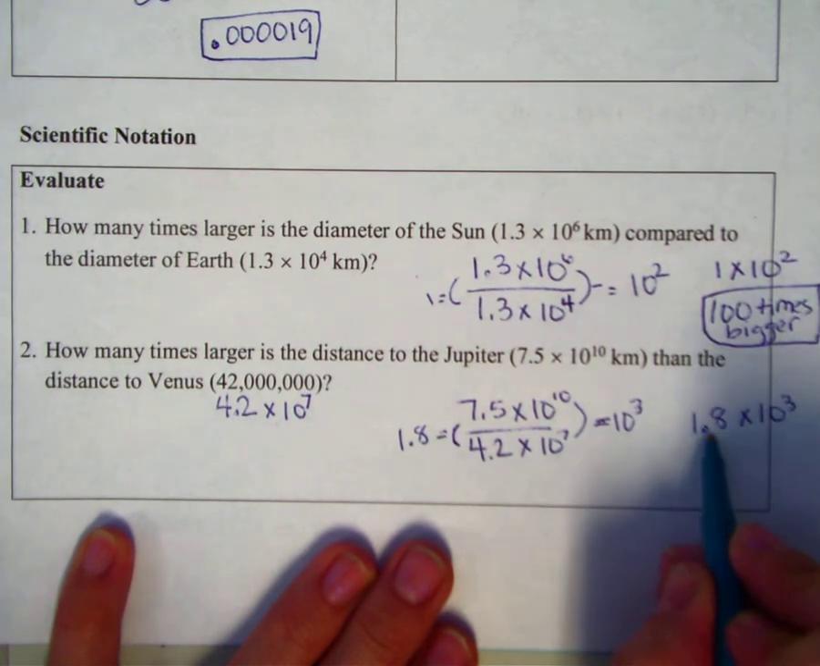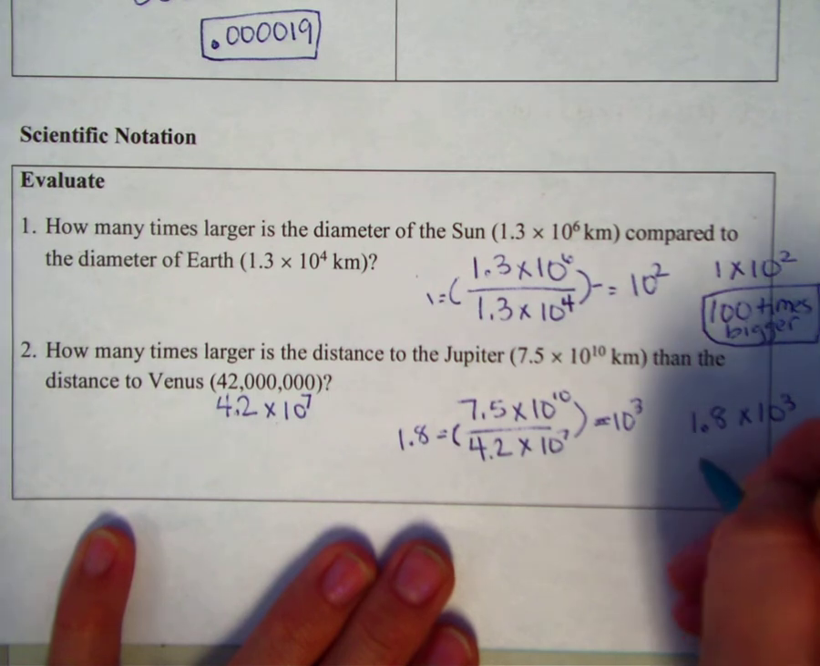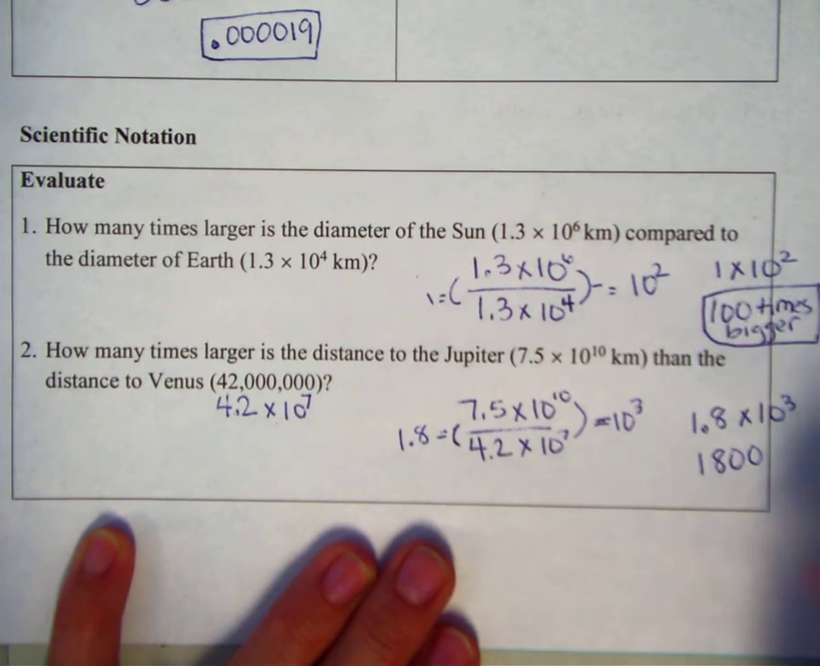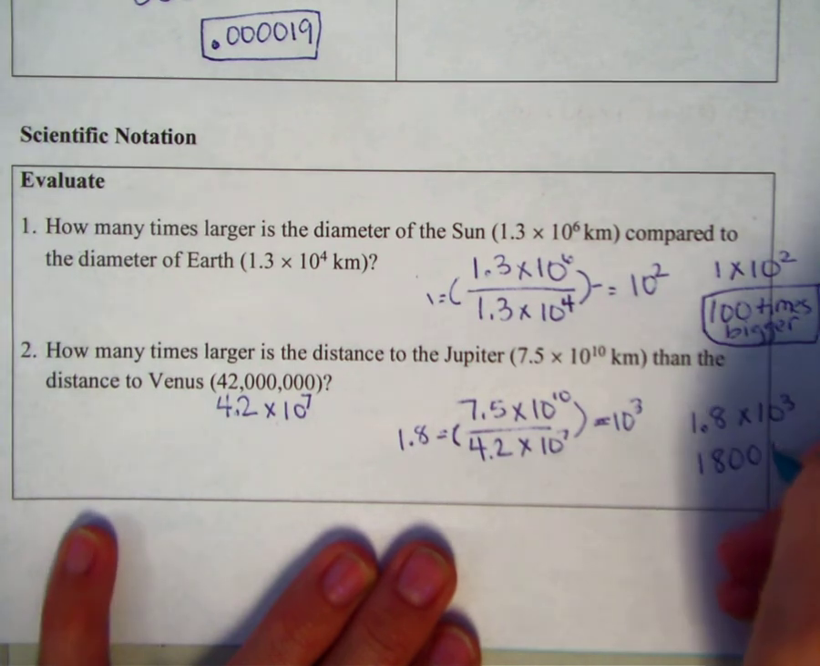Or we could say, if we move our decimal 3 spots over, 1, 2, 3, that would be about 1,800. All right, 1, 2, 3, yep, 1,800 times bigger.